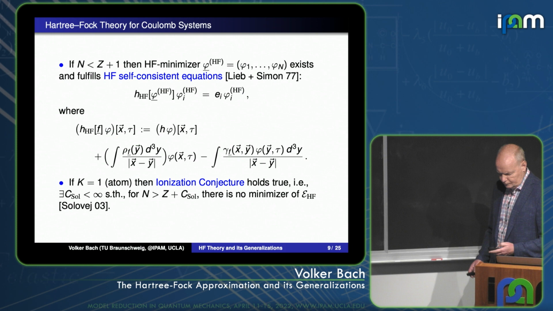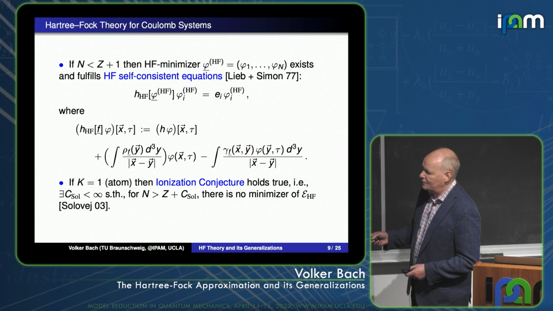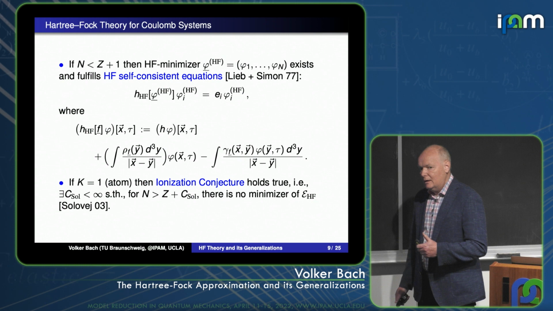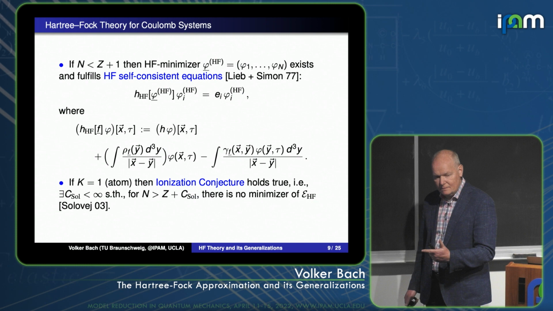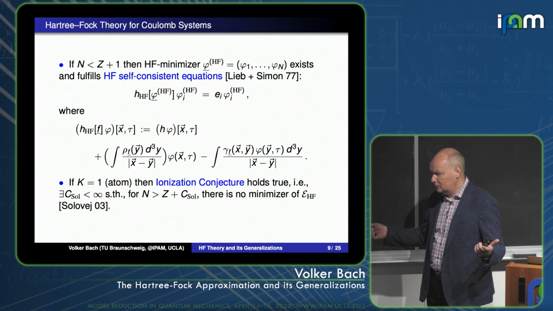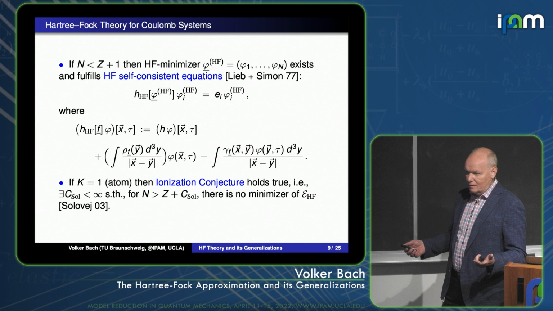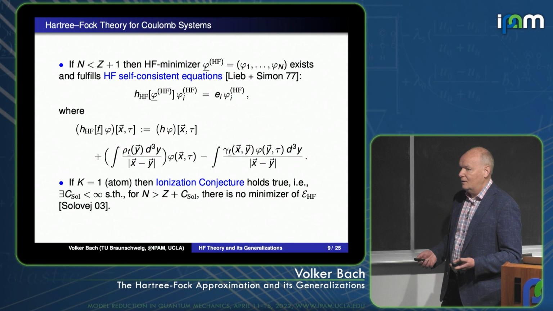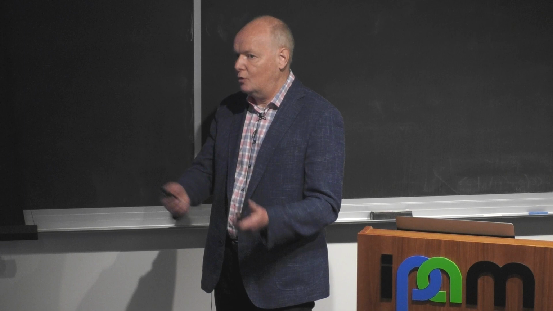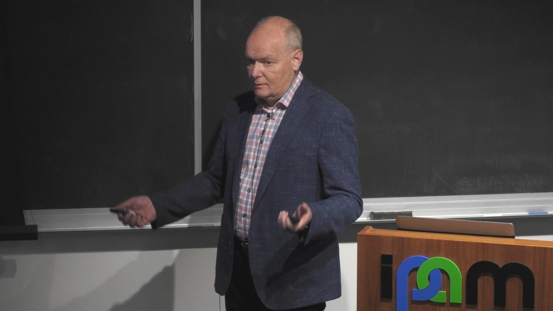Actually, this is, so to say, one part of the conjecture. A, it is proved in Hartree-Fock theory, and B, it is proved only for atoms. One would like to prove it for molecules, for Coulomb systems in general. Ultimately, one would like to prove it for the full quantum mechanical system, that there is no ground state of the N particle system. There exists no ground state if N is larger than the total nuclear charge plus a constant. That's not observed, at least in nature.